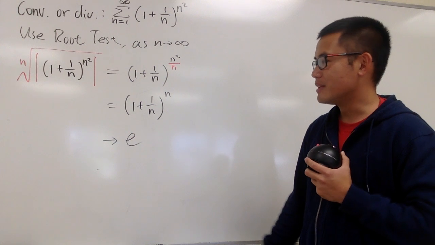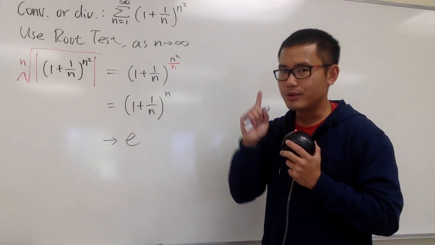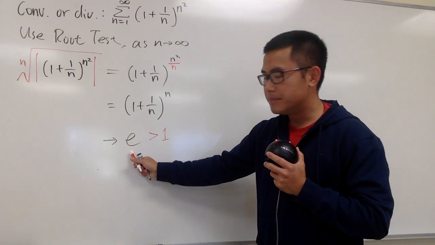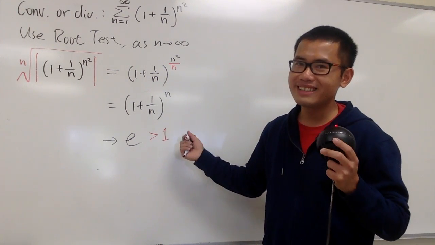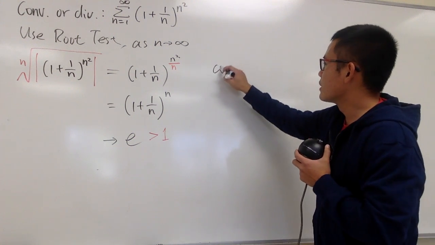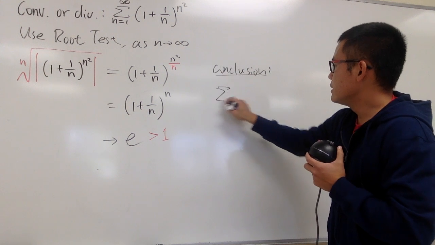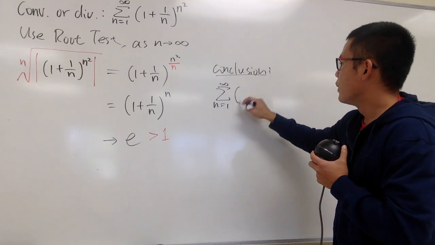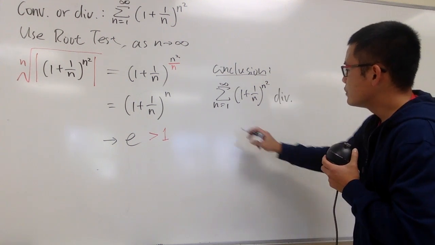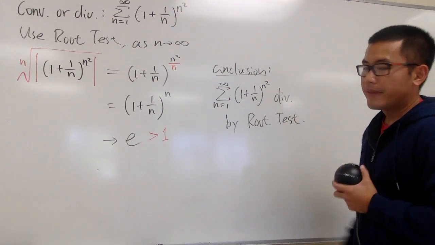It's a nice limit because this is not 1, so we can draw a conclusion. e is just a limit. You have to tell me that e happens to be greater than 1. This limit is greater than 1, so that means what? That means the original series diverges, all right? So here we can draw the conclusion, and this is really nice. So the original series, when n goes from 1 to infinity, of (1 plus 1 over n) raised to the n squared power, this right here diverges, and the reason is because we did the root test, and it works out so nice, right?